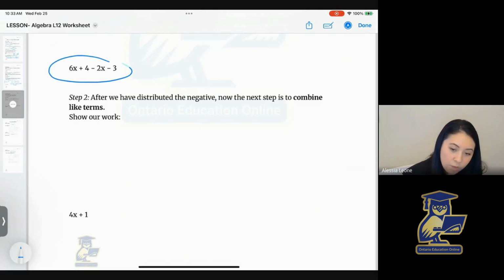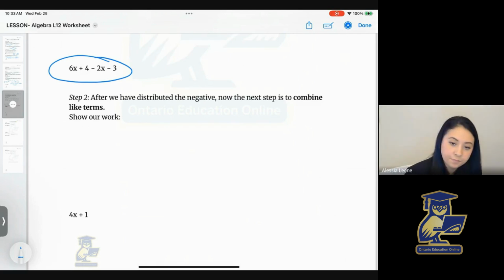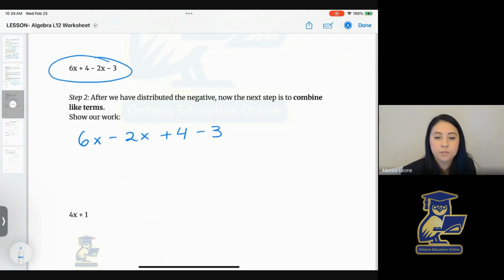So this is what we're working with. Where are our like terms? We're looking for the same variables. Let's organize. 6x, what is the other term that has an x? It's our negative 2. Take away 2x. Put those together. And then we're left with our 4 and our negative 3 that have no variables. So we have now combined all our like terms.